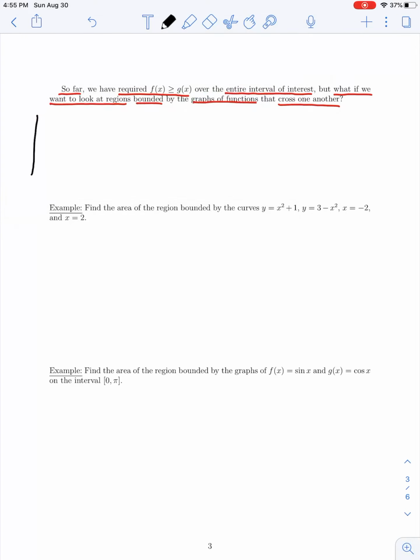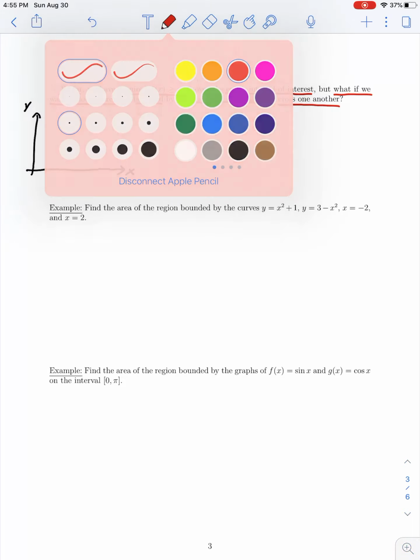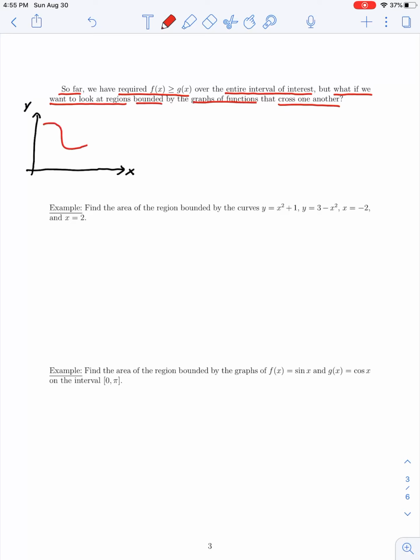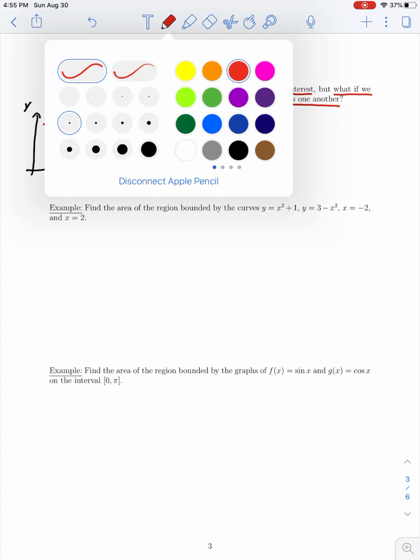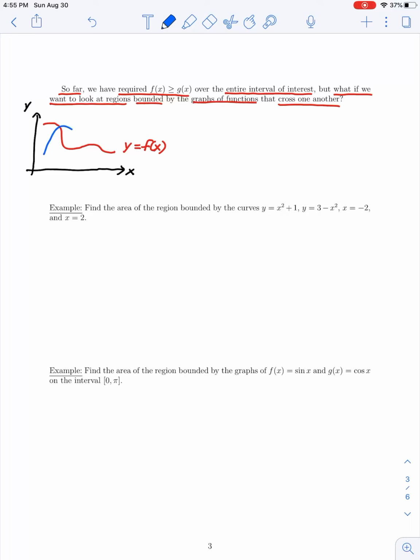So here, let's suppose that we have in the first quadrant of the xy plane the graphs of two functions. Let's say y equals f of x, and we have the graph of some other function shown here. Let's say y equals g of x. And we're looking for the area of the region bounded by those two curves on some x interval, let's say from A up to B. So I'm looking for the area between those curves.